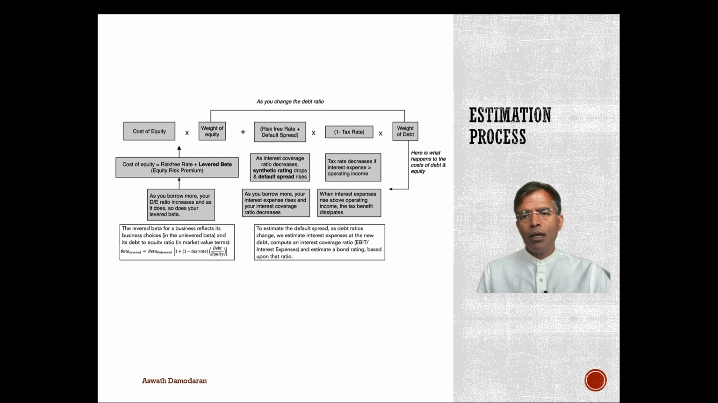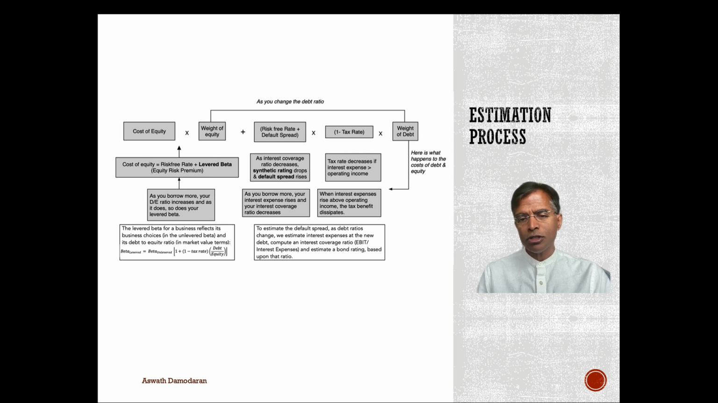So the way I estimate beta as the debt ratio changes, I start with the beta you'd have had with no debt. It's called an unlevered beta. And then I adjust that beta for how much debt you take on. It's called levering the beta. And that levered beta will get higher as I have a higher debt ratio. So as you borrow more money, your beta will go up. As your beta goes up, your cost of equity goes up.